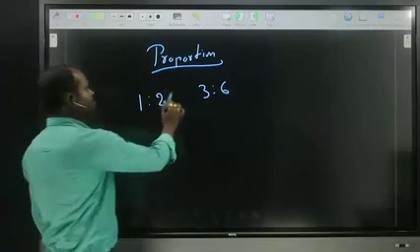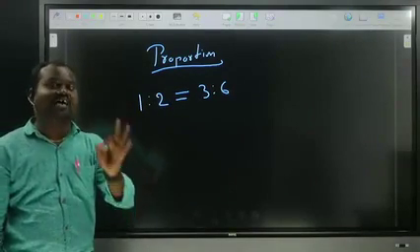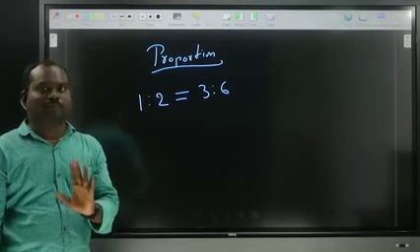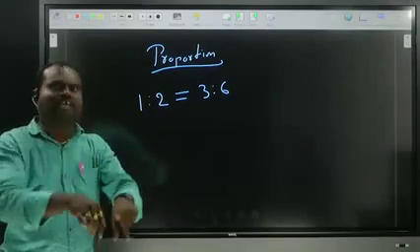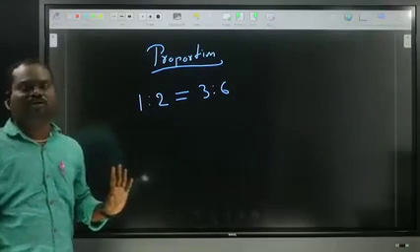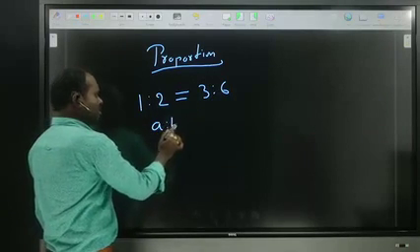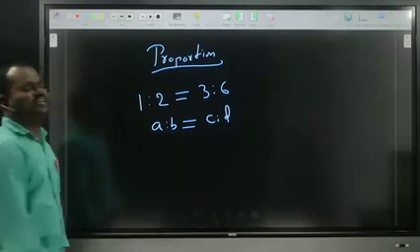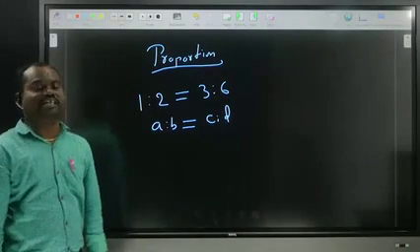Whenever both the ratios are equal, then they are in proportion. Proportion means nothing but that if ratios are equal, they are in proportion, otherwise not. Okay? In case a is to b is equal to c is to d, then they are in proportion.